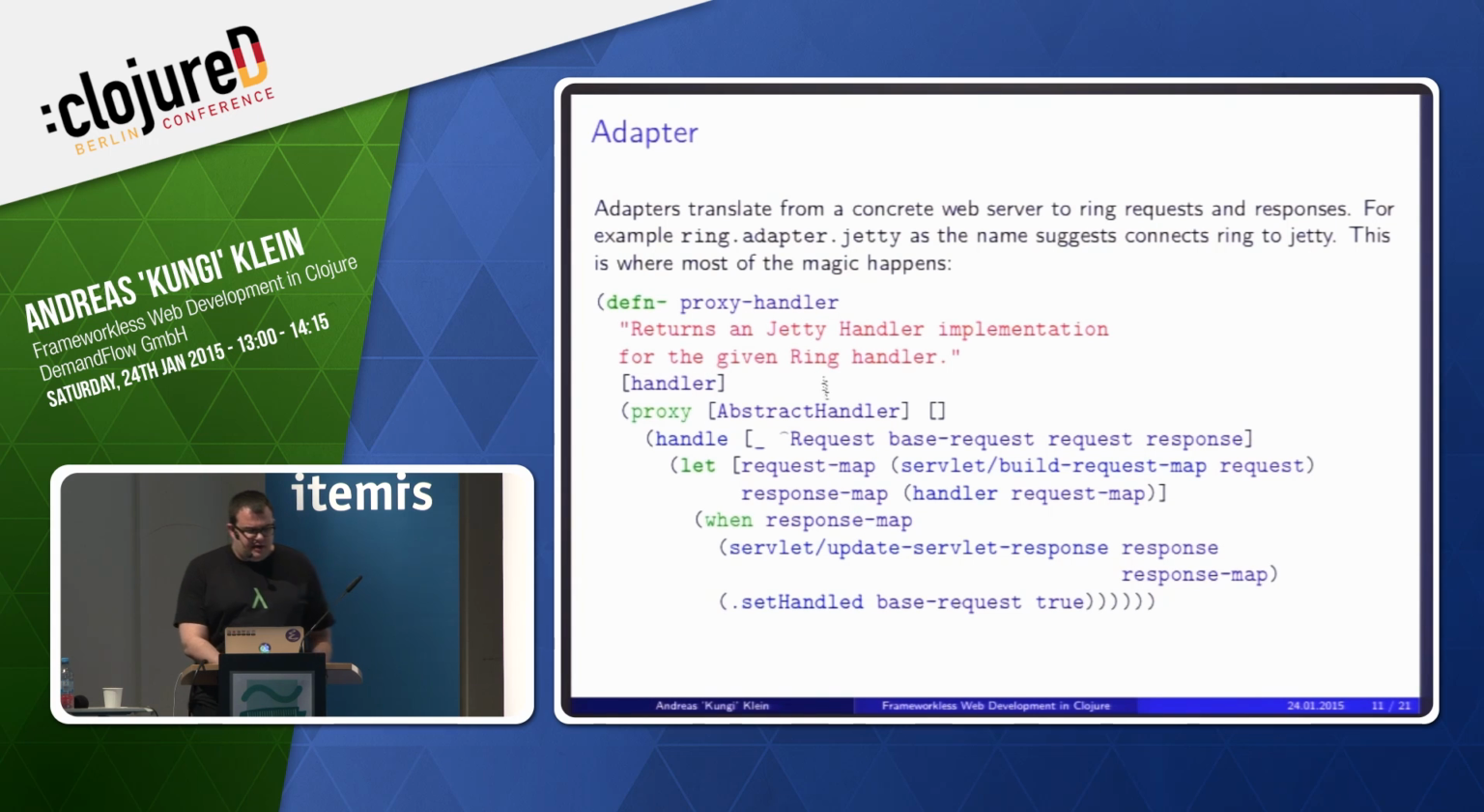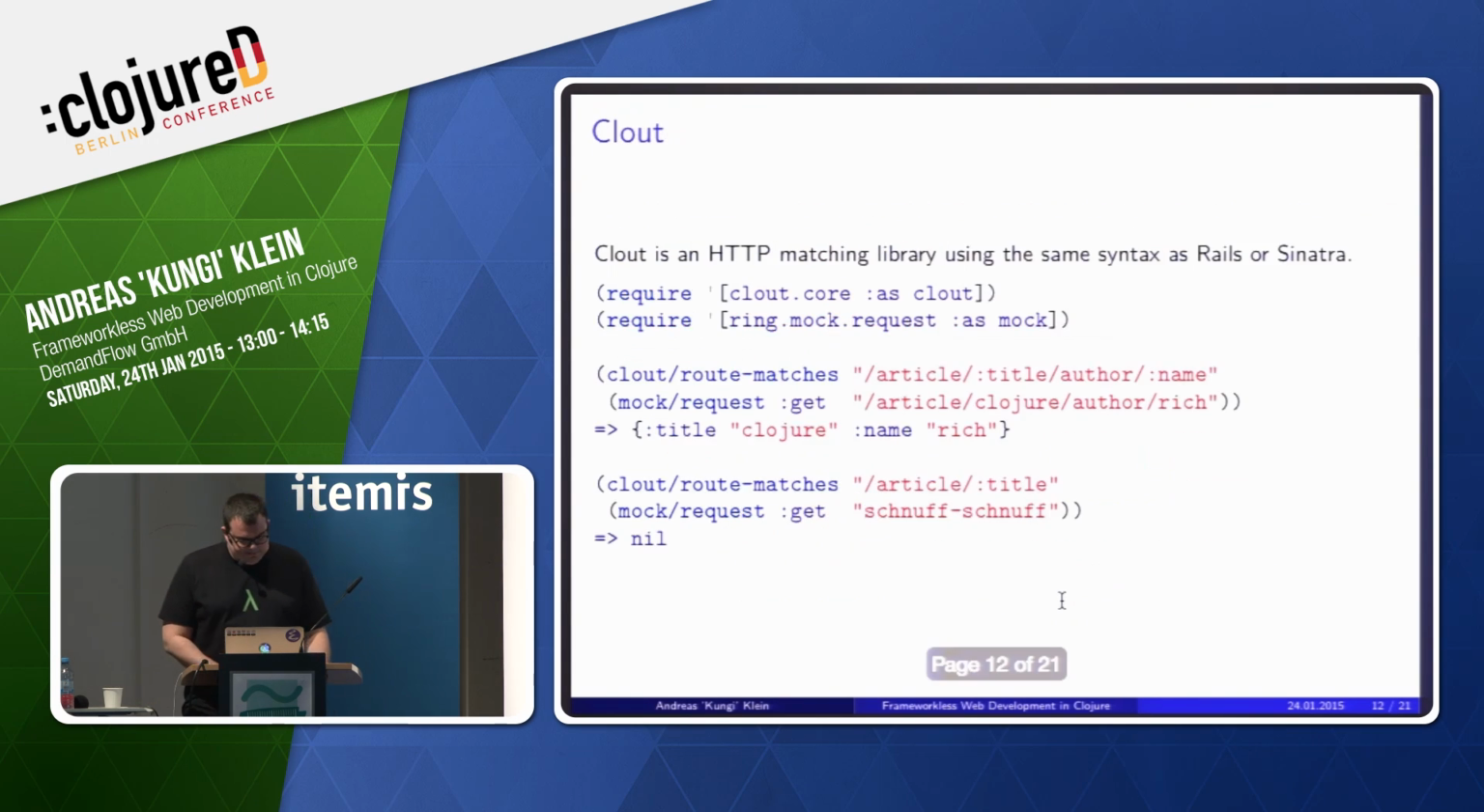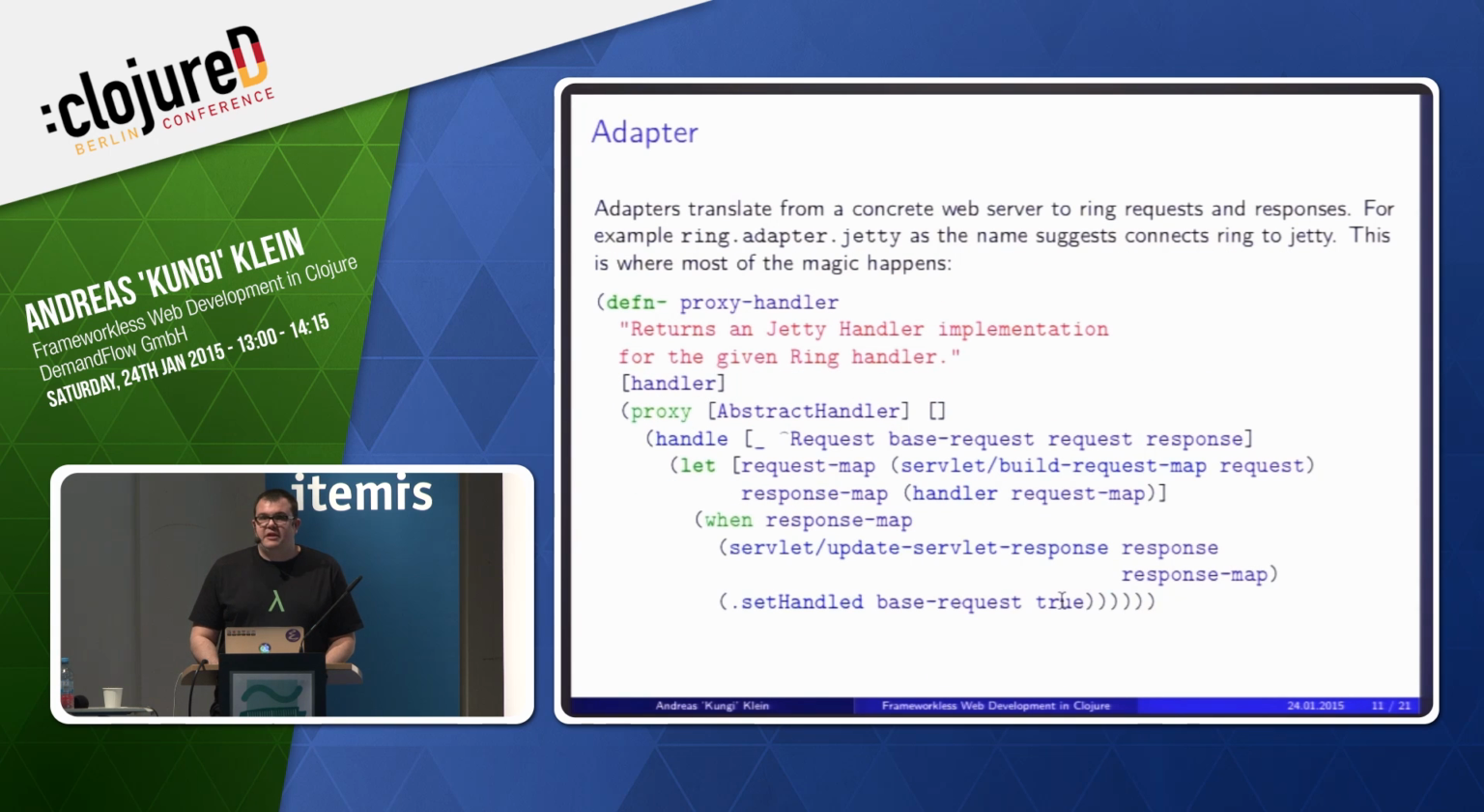So we have this proxy handler function here, and what it basically does is it takes a request map and builds it from the Java servlet request, and then it calls the handler function, which is our application, creates a response map from that, and when we have a response map, it updates the servlet response and sets handled to true. And that's it. That's the gist of handling HTTP requests with Jetty and Clojure. Any questions so far?